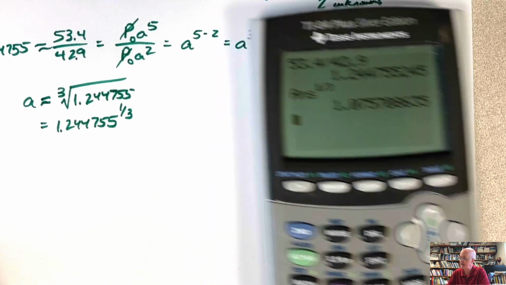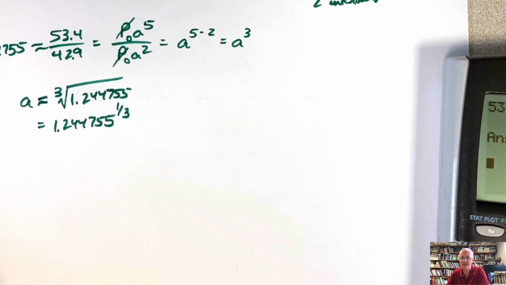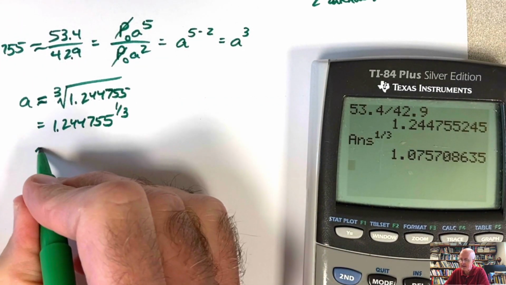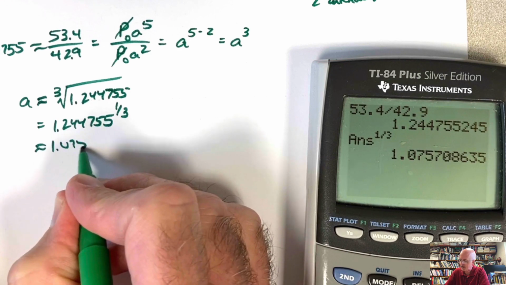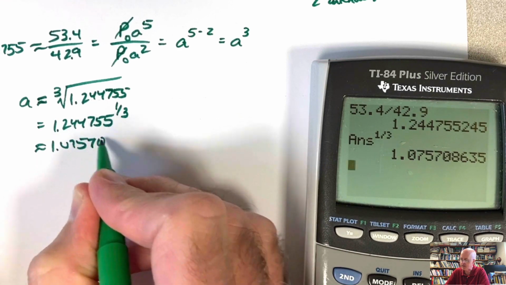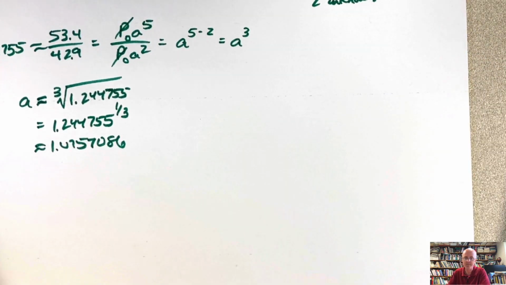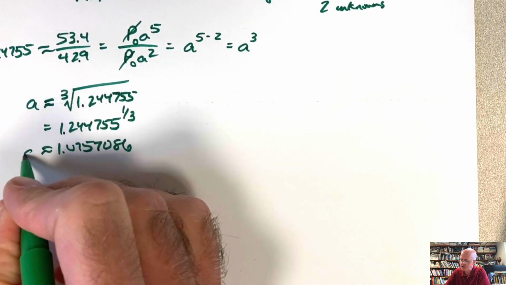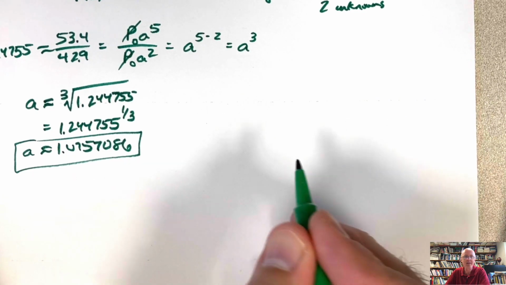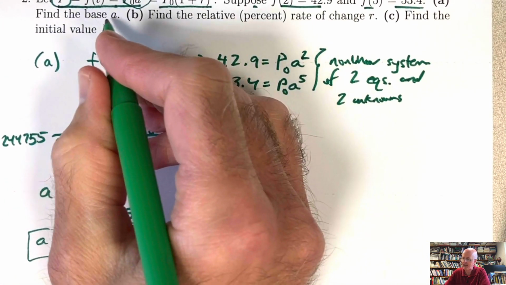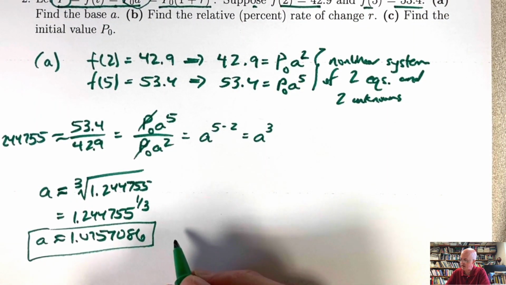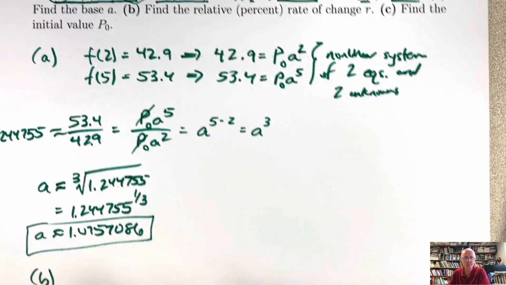It's going to be a little closer to 1. You can see it's about 1.0757086. Okay, I'll go ahead and use that many decimal places. All right, there is your approximation for A. That's the answer to part A. That's the base. What about part B?